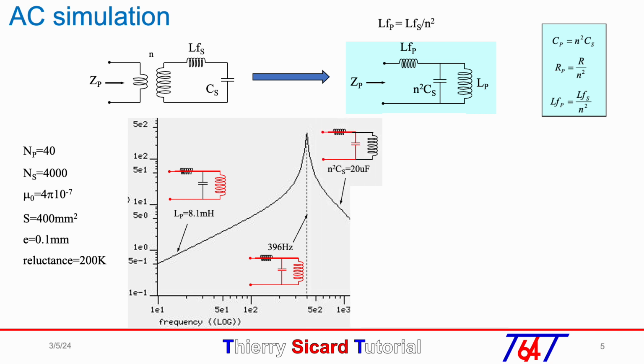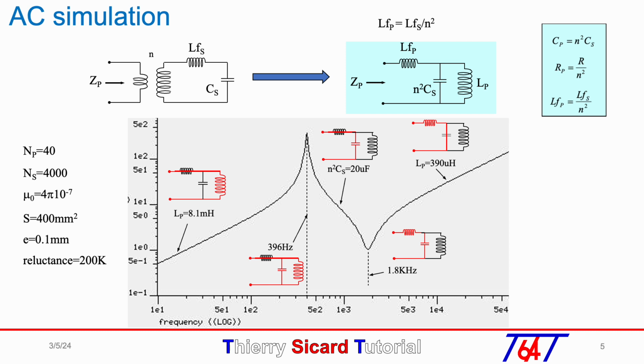396 Hz, the impedance becomes capacitive with a capacitance of 20 microfarad, which is the 2 nanofarad of the secondary coil multiplied by 10,000, square of N equal 100. The serial resonance between Lf over N square and N square Cs is reached at the frequency of 1.8 kHz. At high frequency, the impedance becomes again inductive with the leakage inductance Lf viewed from primary side of 390 microhenry.